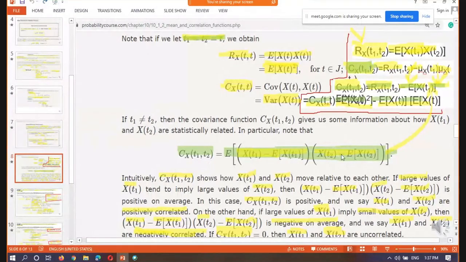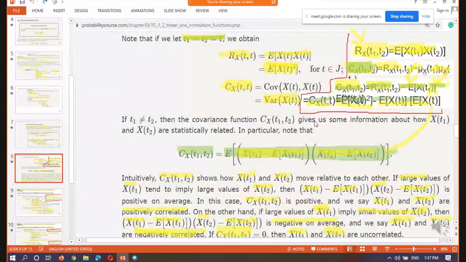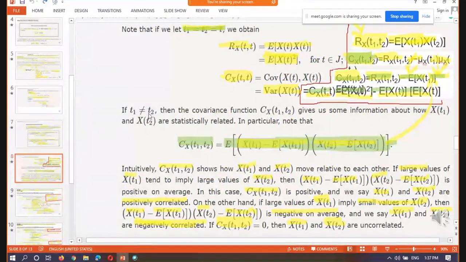Earlier we also solved this one, and after multiplying and distributing the expectation over the terms, we get this formula, this definition of autocovariance. And when the autocovariance is zero, it means they are unrelated. So if X(t1) and X(t2) are independent, their autocovariance is zero.